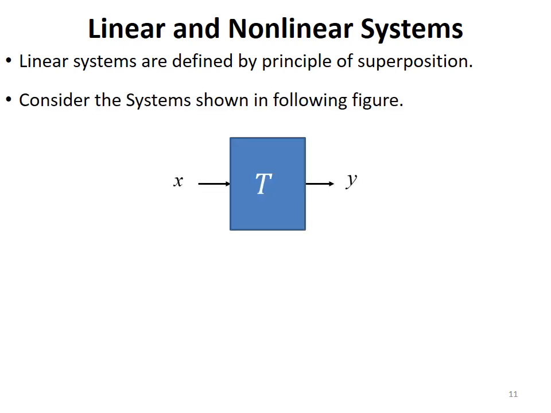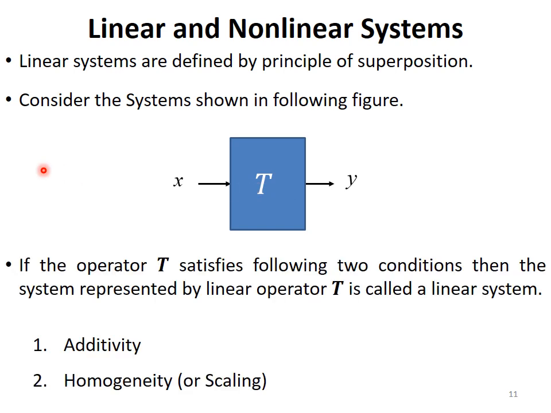So let us consider the system as shown in this figure, where x is the input and y is the output and T is the system operator. If the operator T satisfies the following two conditions, then the system represented by linear operator T is called a linear system. And what are these conditions? First, the additivity, and other is homogeneity, or it is also called scaling property. So it has to satisfy additivity property and homogeneity property. And now let us discuss both these properties individually in next slide.